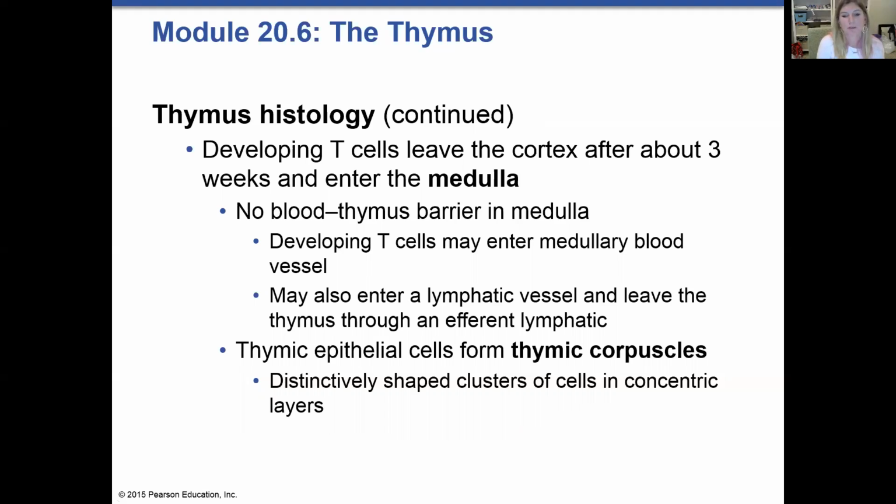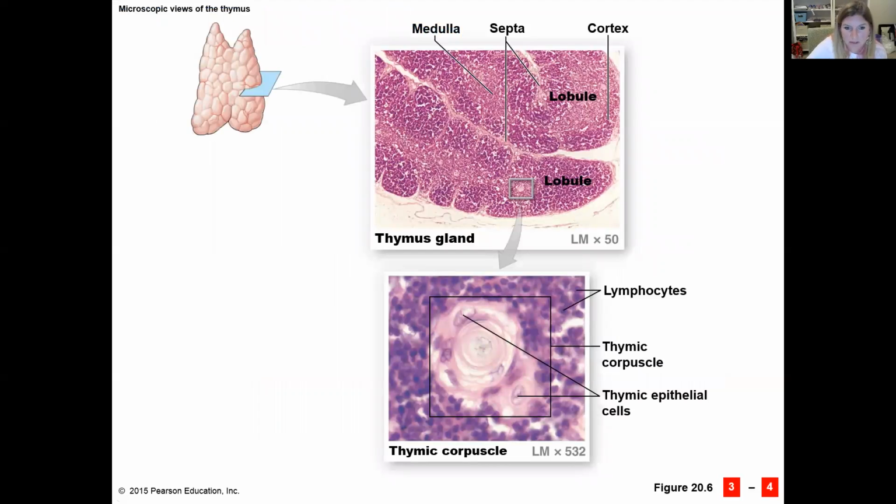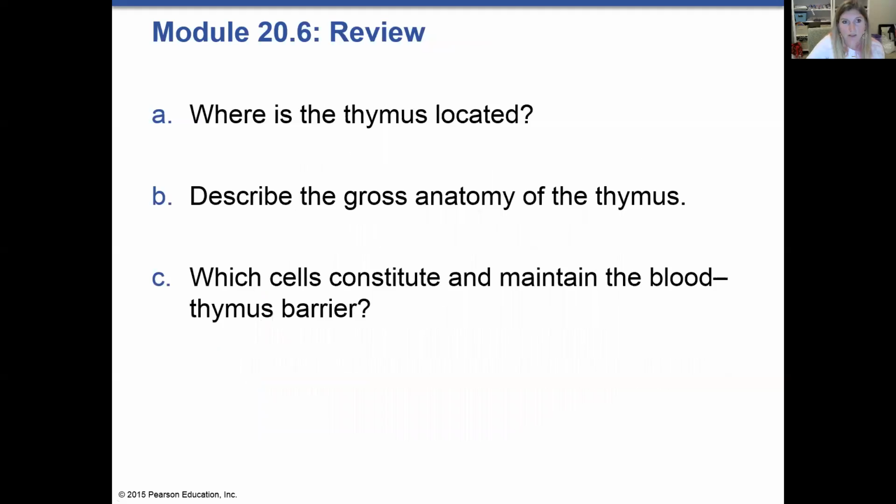Thymic epithelial cells form something called thymic corpuscles, and these thymic corpuscles are basically little clusters of cells in concentric layers. You can see them here, like little rings of a tree. So you can pause the video here, go back and review the section about the thymus.